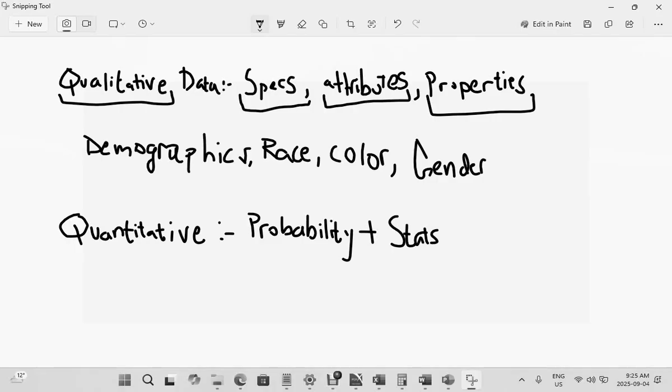Now apart from probability and stats, you also have other types of numbers, such as the size of the population. So this is the size of the population. This has to do with quantitative data. So number one is qualitative, number two is quantitative.